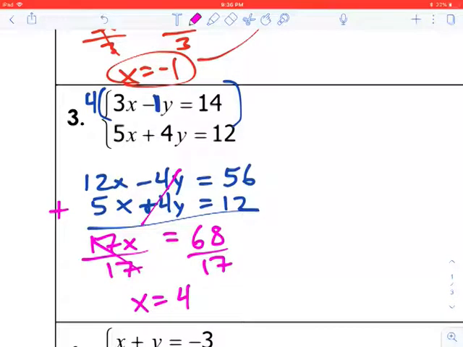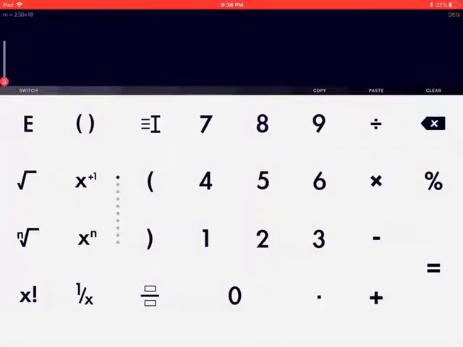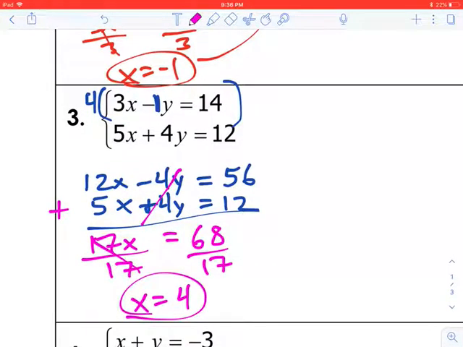At least I think that's 4. I'm going to double check my math there. 68 divided by 17. Okay, I was right. So x equals 4, then plug it back in. I'm just going to go ahead and do the top one.